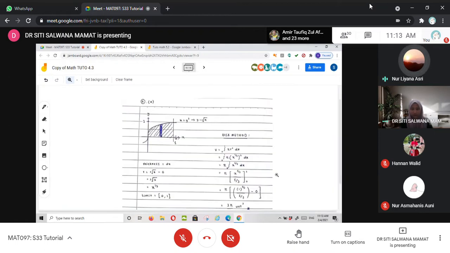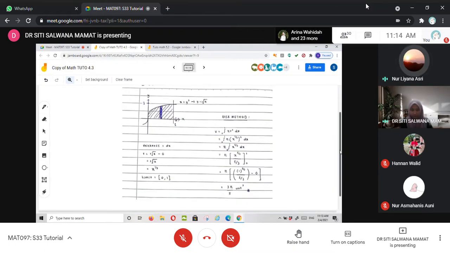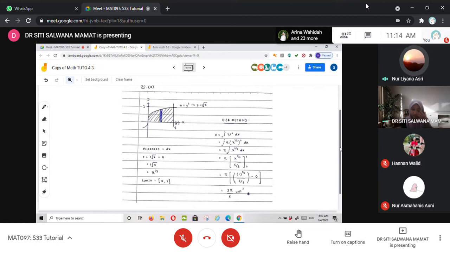Okay, so for question 6A, the question asks to find the volume using this method when the region is revolved about y equals to 0. So the line y equals to 0 is x-axis. So the region is revolved about x-axis. So for this method, we know that our strip will be perpendicular to the axis of revolution. So it will be vertical. Then we can find the thickness, which is dx. And then we find the radius, upper boundary minus lower boundary.